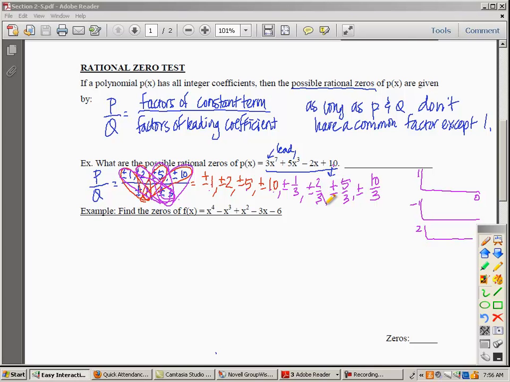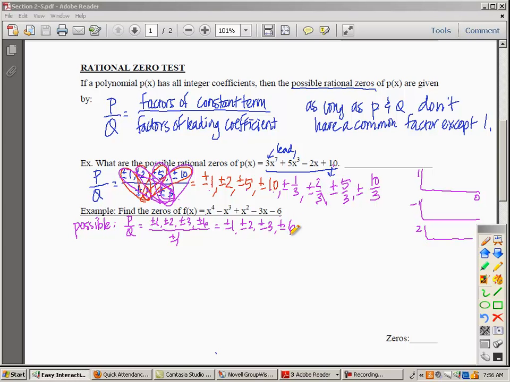Okay, so here's what we're going to do. We're going to start in this next example by always listing the possible ones. Okay, so I'm taking my P over Q. My constant term is a 6, and again, I'm just going to include the plus or minus no matter what. So in order to get 6, I could do 1 and 6 or 2 and 3. So I have 1, 2, 3, and 6 on the top. The leading coefficient is just 1, and the only way to get 1 is 1 times 1, or -1 times -1. So really my possible zeros are positive or -1, positive or -2, positive or -3, and positive or -6.